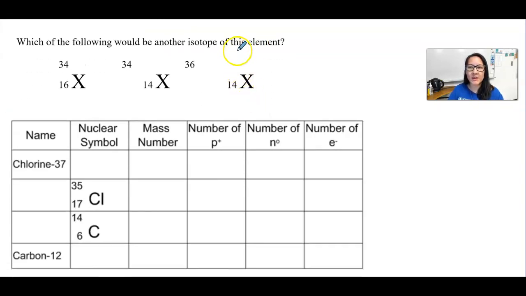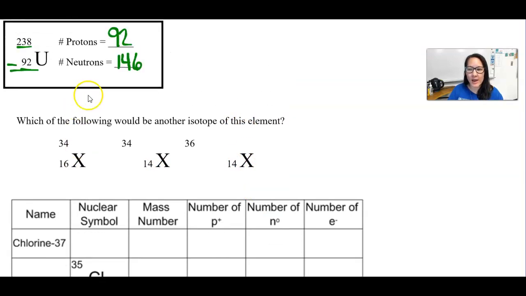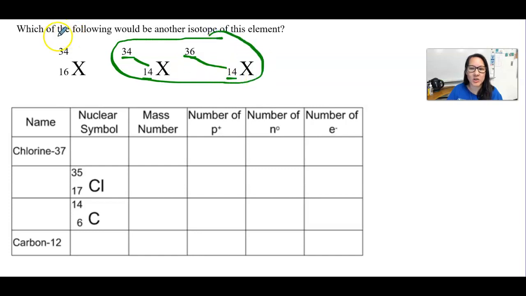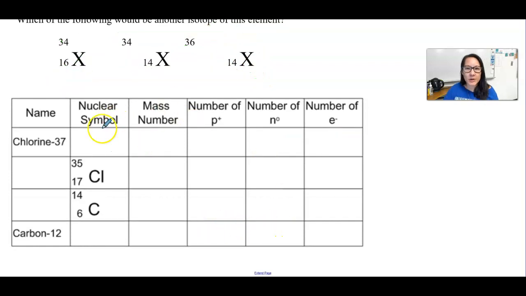Which of the following would be another isotope of this element? So isotopes have to have the same number of protons but different masses. So protons are identified by the atomic number. So these both have the same atomic number, but they have different masses. This one has a mass of 34. This one has a mass of 36. The mass is kind of skewed away from where they were supposed to be. Sorry about that. So these two would be considered isotopes of each other, and this would not be an isotope with these silicon atoms.